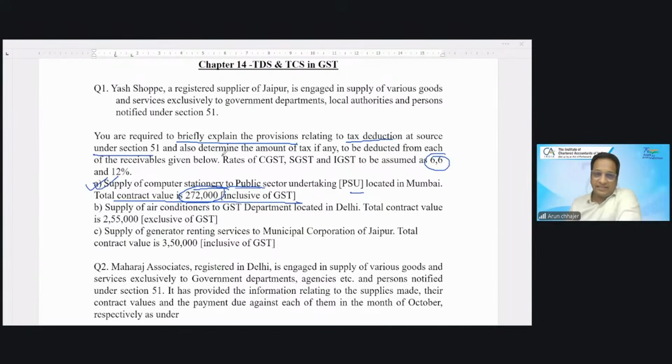Give me the answer. The amount of the TDS. कितना TDS deduct होगा इस केस में? What is the amount of the TDS which will be deducted? अभी क्वेश्चन नंबर 1 पे please give the answer to the question number A only. Otherwise, it will mix up.